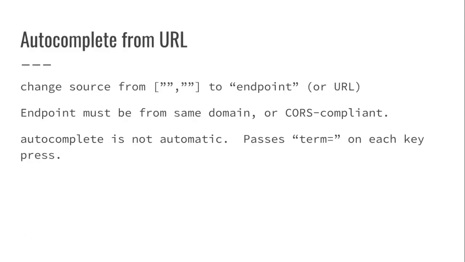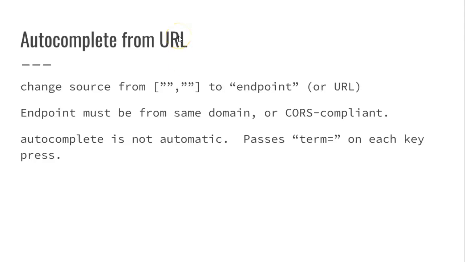We're going to need to change the source attribute from a square bracket and then strings in quotes, comma, strings in quotes, and so on and so forth, close square bracket, to simply an endpoint or a URL that's entirely in quotes. In other words, this is subtle but very important. A jQuery autocomplete has a source attribute. If it sees that that source attribute begins with an open square bracket and ends with a closed square bracket, then it assumes that's an array of the suggestions that it should populate in that autocomplete.